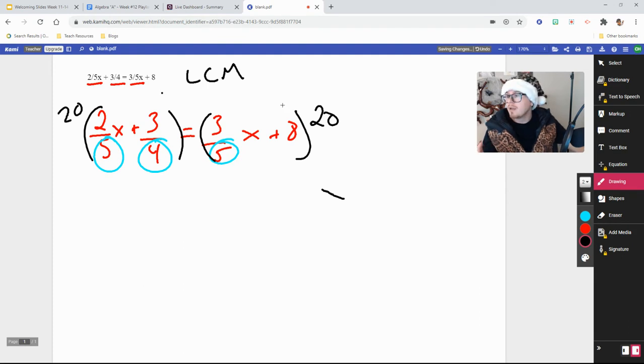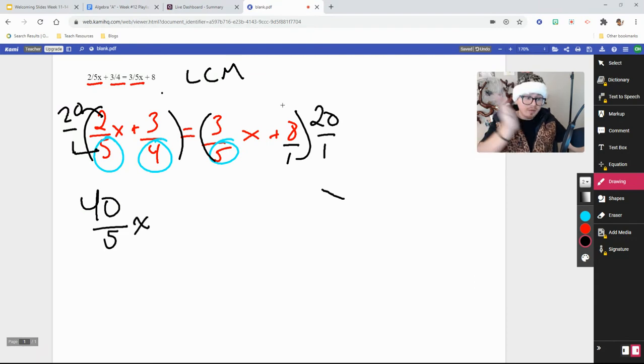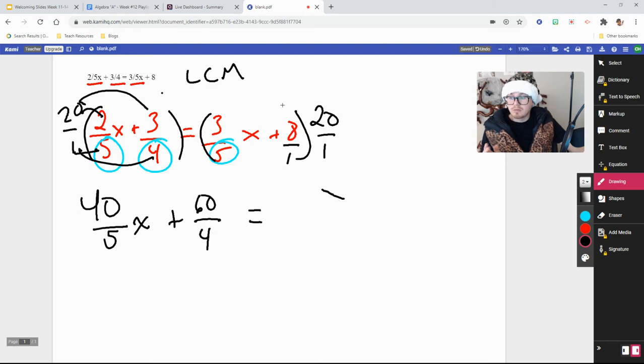Remember that when you multiply fractions, you go straight across. Numerator, numerator, denominator, denominator. So you can make this into a fraction if that helps you visually. You can turn this 8 into a fraction also by making it over 1. All I'm doing right now is turning things into fractions to help me know how to multiply them. So I'm going to multiply the 20 by 2 and get 40. I'm going to multiply the 1 by 5 and get 5. I'm going to drop the x. I'm going to distribute that 20. So I'm going to do 20 times 3, which is 60, 1 times 4, which is 4. Bring the equal sign down.